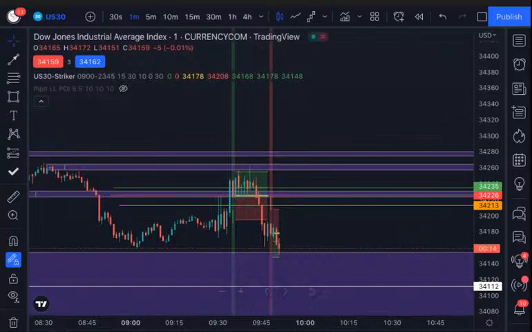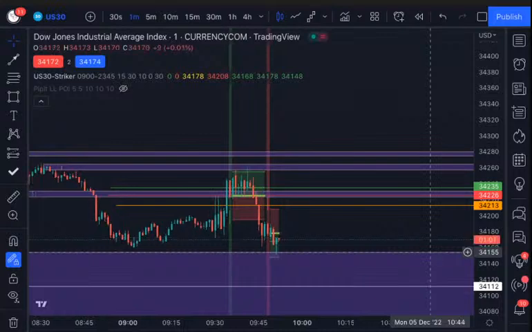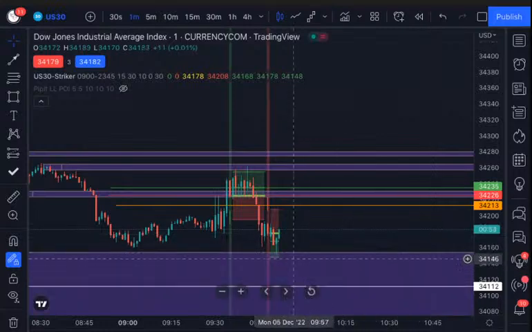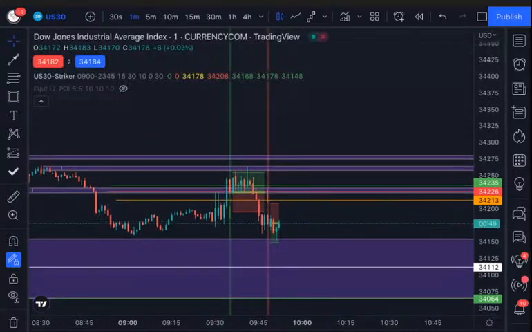But it might find some support right here at the level I was telling you, the higher time frame order block at 34155. That's the very top of the order block from the higher time frame, and it's literally wicking off of that. Yeah, I see that. So this might be the point where it took out those lows and now it's going up. It's going to become bullish.